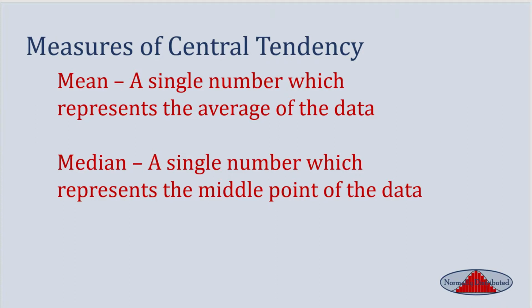The first one is the mean. You're probably used to hearing either the mean or an average. And this is just a single number which represents the center point of the data. And then we also have what we call the median. And this is again a single number which represents the middle point of the data, which means that the data has an equal number of values above it and below.